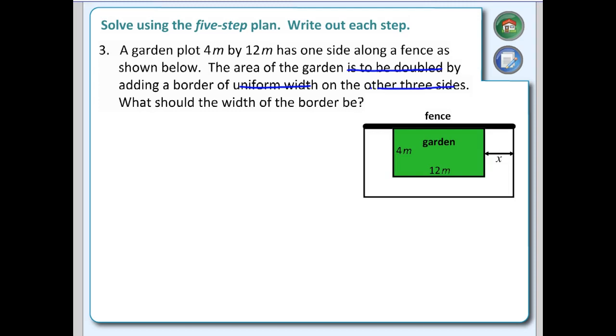So if you look at my diagram, we're going to add x, but we're going to add it on all 3 sides. So we're going to add x here, and we're going to add x here. We don't have to put it up here, because the fence is there. If I read that, it says that I'm going to double the area of my garden. And if I double the area of my garden, that's going to give me the area of my new bigger garden. We're making it bigger.